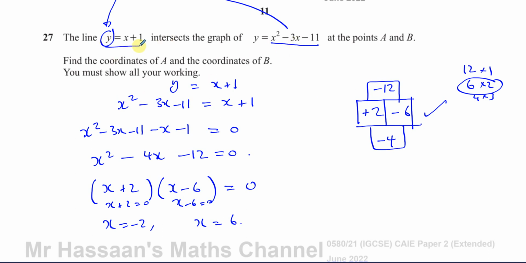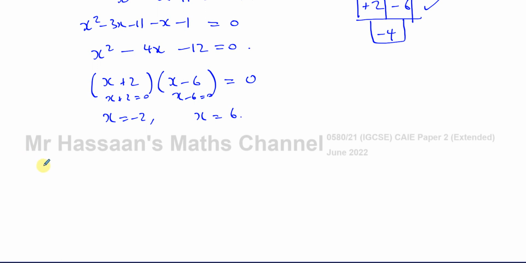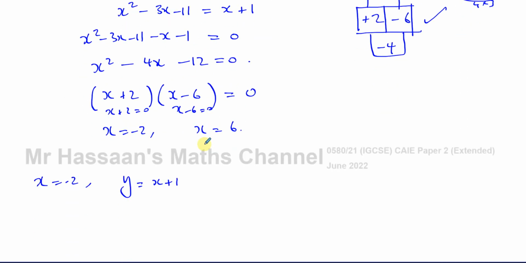Of course, this is way easier to use. So I know that when x is negative 2, y is x plus 1, as they told us. So I will replace the x with the negative 2. Therefore I can say y is equal to minus 2 plus 1, which is minus 1. So we got minus 2, minus 1.